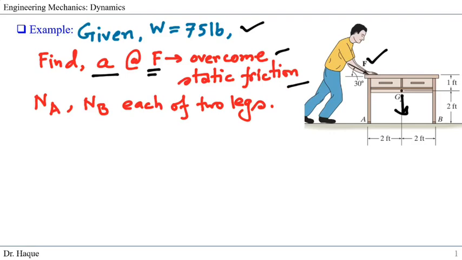The problem also asks to find the normal reaction at points A and B of the two legs. Each of A and B here has two legs, one here and one we cannot see. The table has four legs, so we have to find the reaction for two legs each.